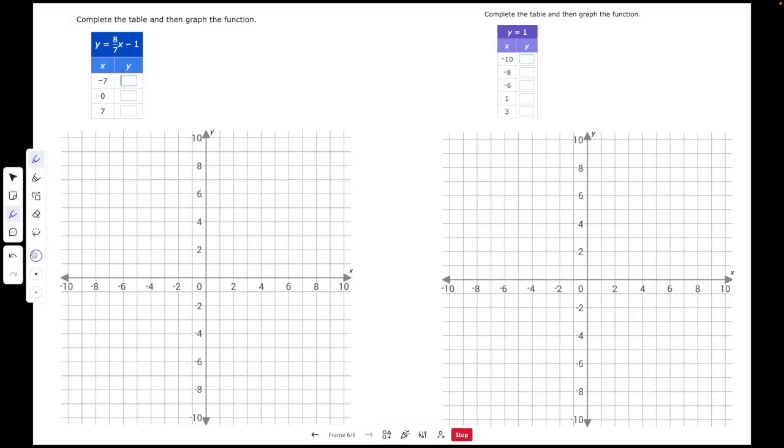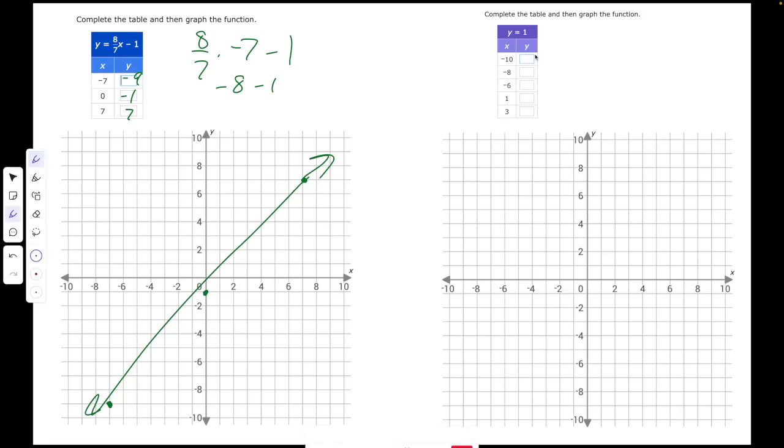Okay, now that you had some time to work on these problems, let's check your solutions. For the first one, when you plugged in -7, 8/7 times -7 minus 1, this gives me -8 minus 1, so this should have been -9. This is -1. This is 7. And so when you graph this, -7, -9 is here. 0, -1 is here. 7, 7 is here. Connect the dots, and there you have it.